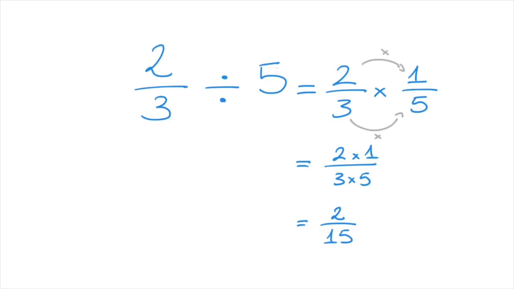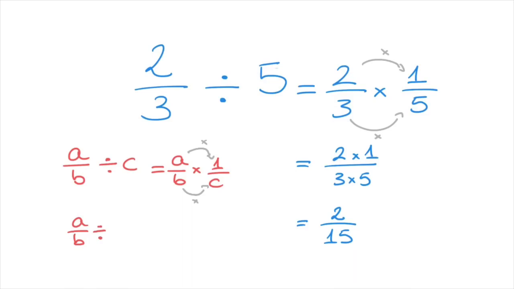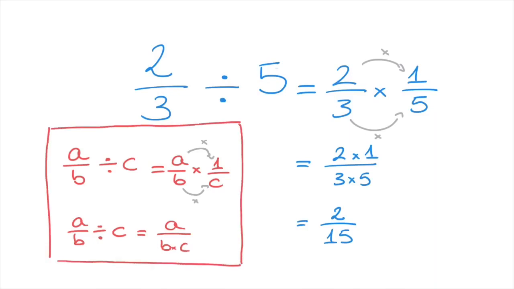And the method we've just used here could again be generalized with a formula. Given a fraction a over b, which is being divided by a non-zero number c, then this equals a over b times the reciprocal of c. And since a over b times 1 over c is calculated by multiplying the numerators together as well as the denominators together, we could push this formula a little further and state that a over b divided by a non-zero number c equals a over b times c. And there we have it. We now know how to divide a whole number by a fraction as well as a fraction by a whole number.